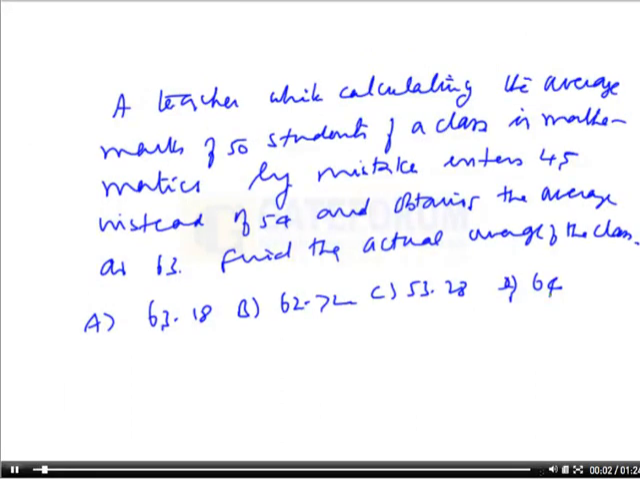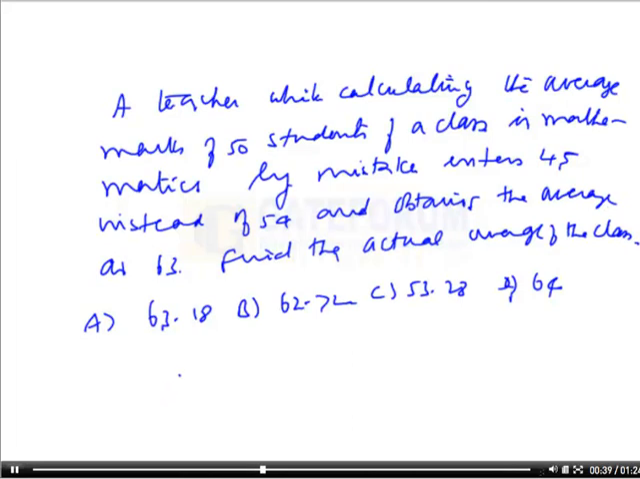A teacher, while calculating the average marks of 50 students of a class in mathematics, by mistake enters 45 instead of 54 and obtains the average as 63. Find the actual average of the class. So the mistake is made of entering 45 instead of 54. That means the correct total must be 9 more than the total taken. So the average will increase by how much? Total increases by 9 for 50 students. So the average will increase by 9 by 50, that is 0.18. So the answer will be A, 63.18.